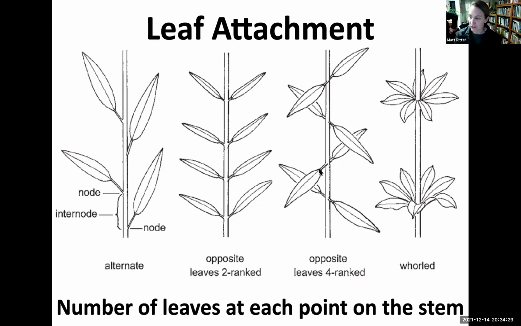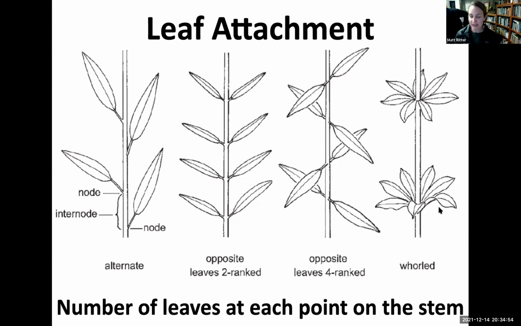And the orientation of those leaves can vary, but whenever you have two leaves attached at the node, you have opposite phyllotaxy. If you have three or more leaves attached, you're in this far right condition, and we call that whorled leaf attachment. And so really, this is a fundamental question in trying to identify plants. How many leaves are attached at each node? 1, 2, or 3 or more.